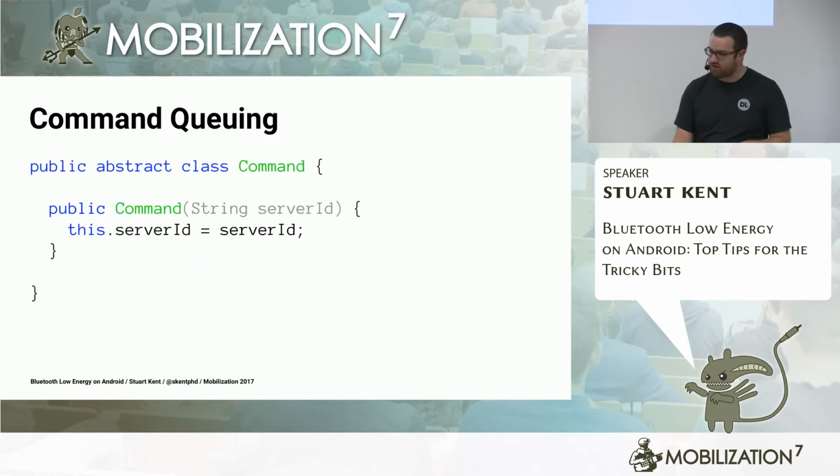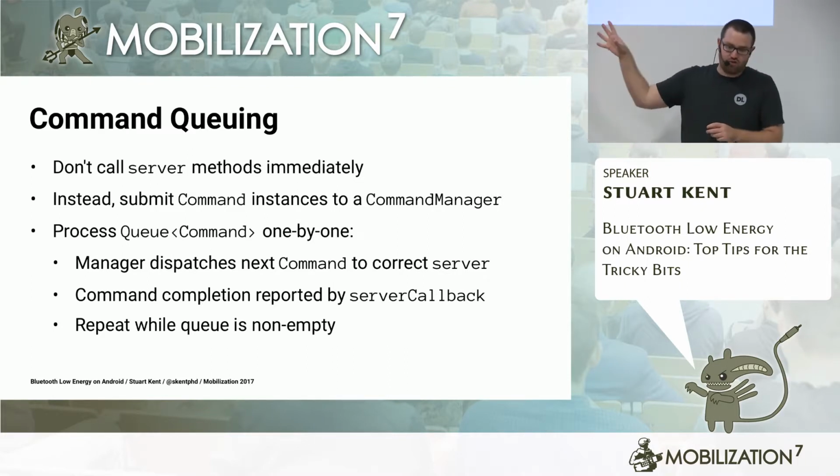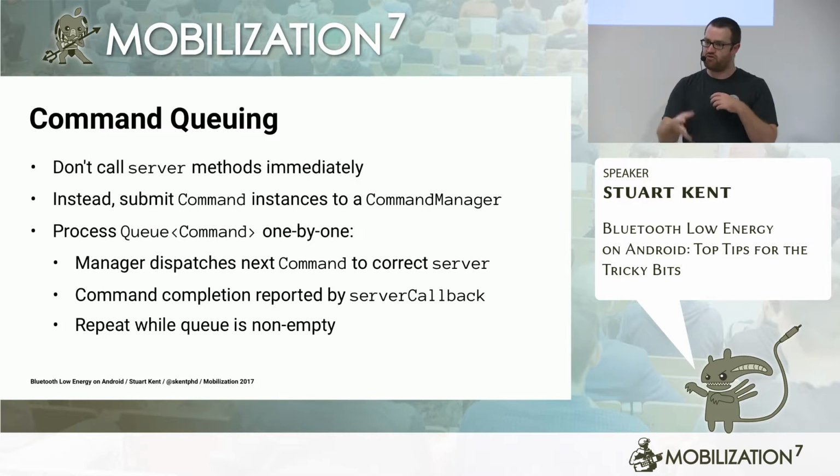What that looks like for us was making this abstract class which represents a command that we would like to execute, and we're going to put these commands into that queue and then process them one at a time. Sorry, this is quite a text-heavy slide, but instead of calling those server methods directly, if you want to read a characteristic, say, what you would instead do is create an appropriate command and then submit that command to some kind of central manager.